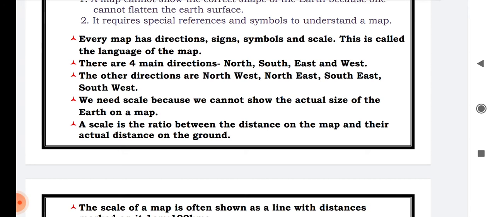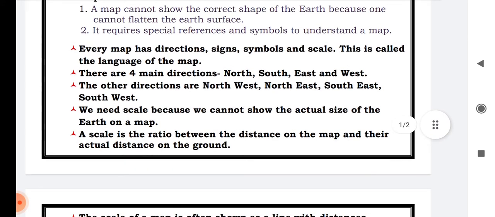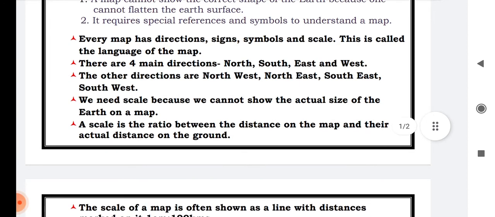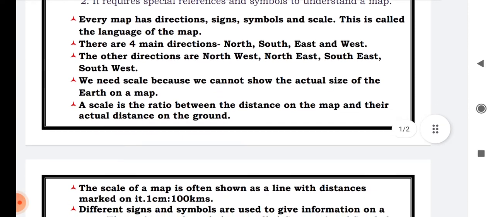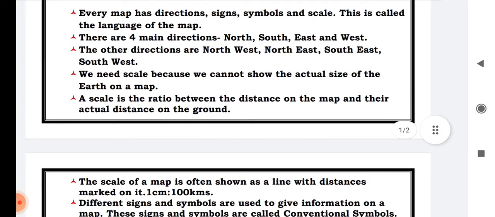Third thing is about the symbols. We have certain symbols which are used in the map, whether it is a specific map, that is your thematic maps, or political map, or the physical map. Every map has directions, signs, symbols and scales.